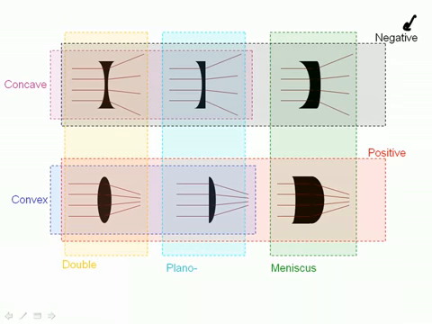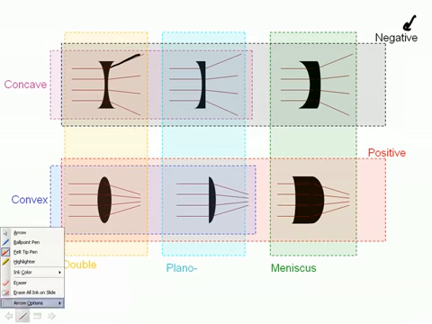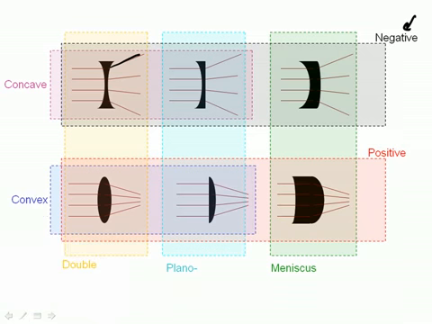Negative lenses, if parallel rays of light come in, the rays of light diverge or spread out on the other side. For positive lenses, which are shown here in red, as rays of light come in, they converge, and they're going to focus down onto the optic axis on the right side of the lens. So lenses can be either negative or positive.